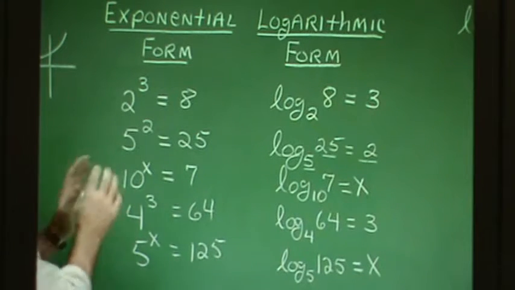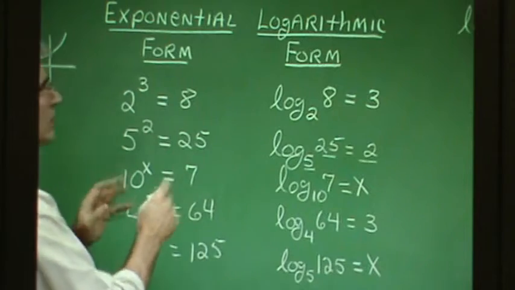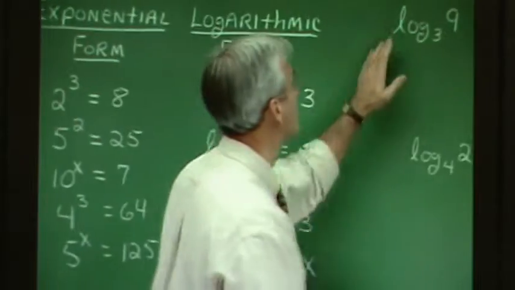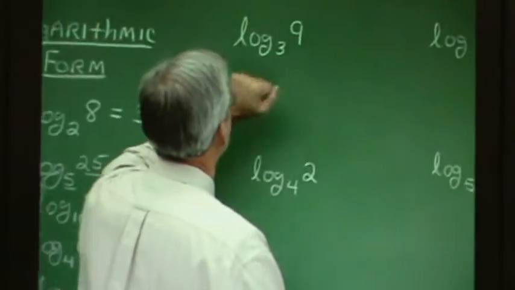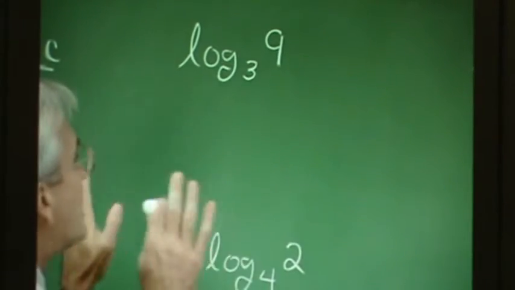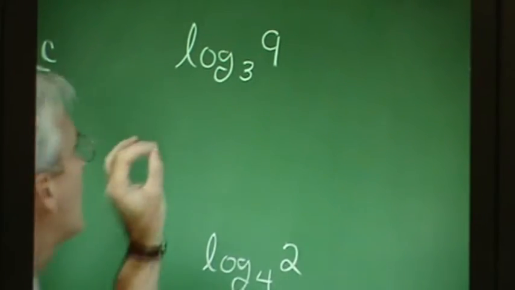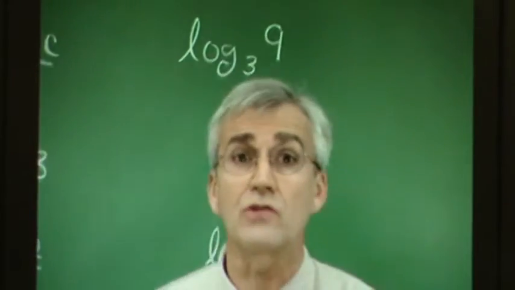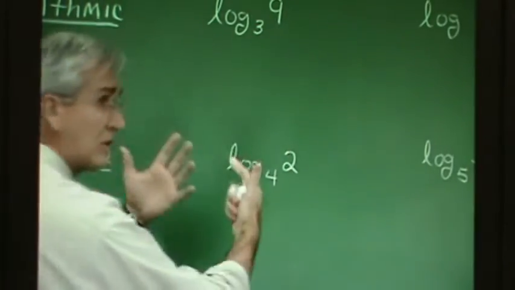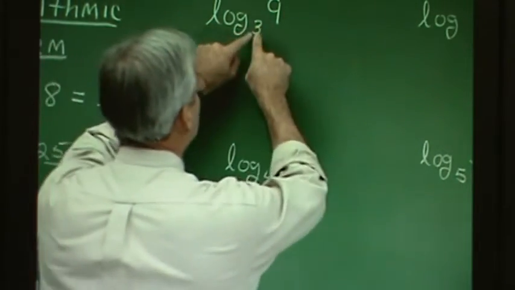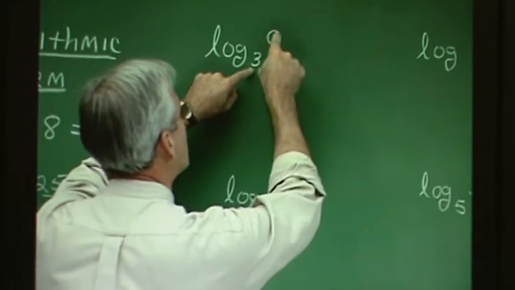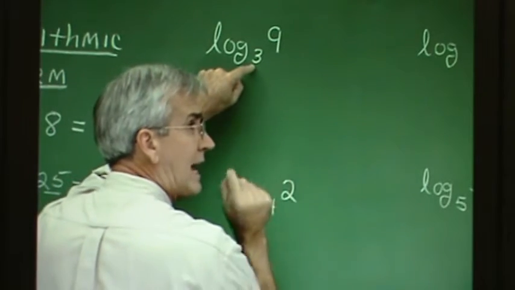Now, with this ability to go from exponential form to logarithmic form, we can simplify certain logarithmic expressions. Here, for example, log base 3 of 9. We can accomplish this in a couple of different ways. We can make an analysis based on our understanding of logarithm. A logarithm is an exponent. Here we have a request for the exponent applied to 3 which will give 9. That is, 3 to what power is equal to 9? Well, it's easy to tell that that is 2.